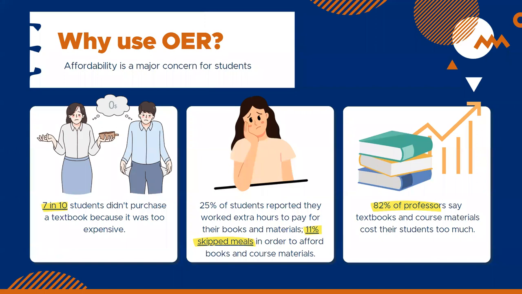That 2020 survey also found that students were concerned that not purchasing the course materials would affect their overall grade in the course, and 90% of students said that they did believe that it would affect their grade. So they're having to not only pay for tuition and fees and all the regular things that come along with enrolling in college, but also they have to consider whether or not they can afford to buy a textbook or not. 25% of students reported that they worked extra hours to pay for materials for their courses, and 11% said that in some cases they would skip meals or other things to be able to afford their college textbooks.